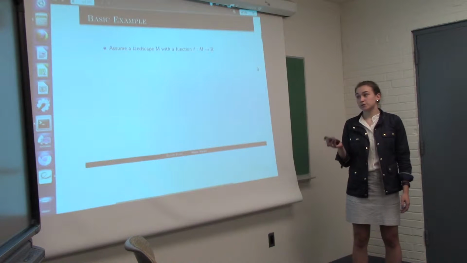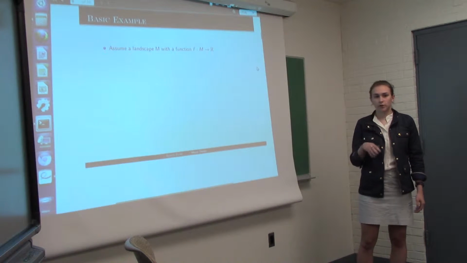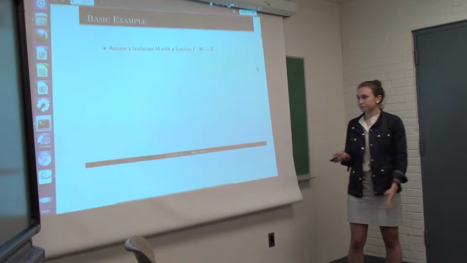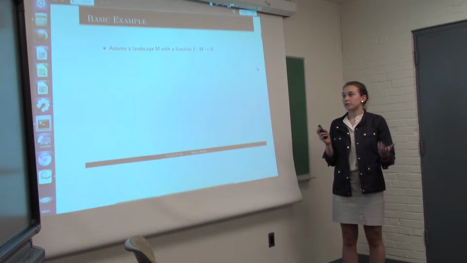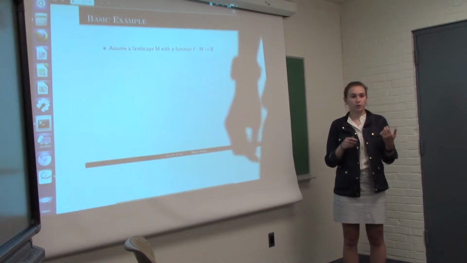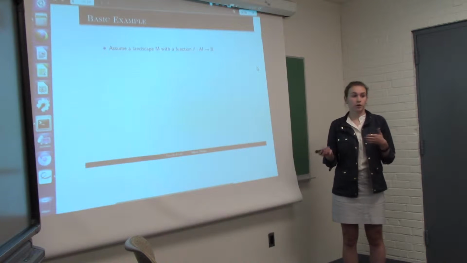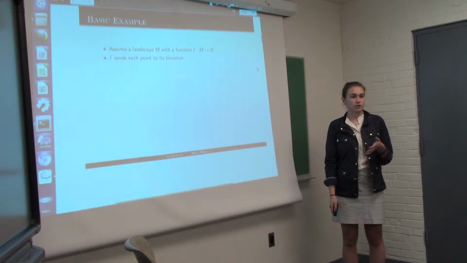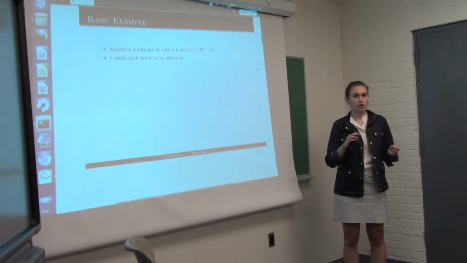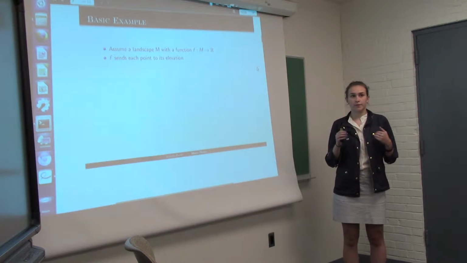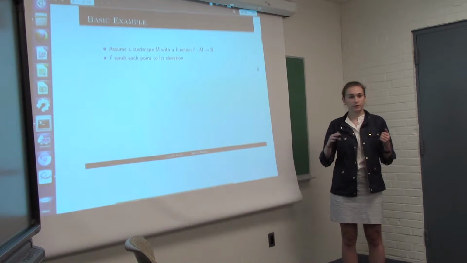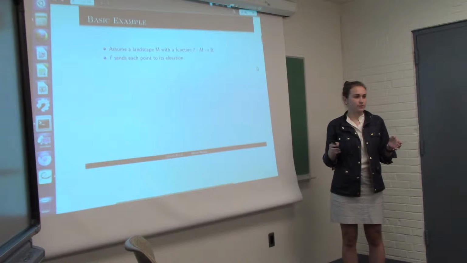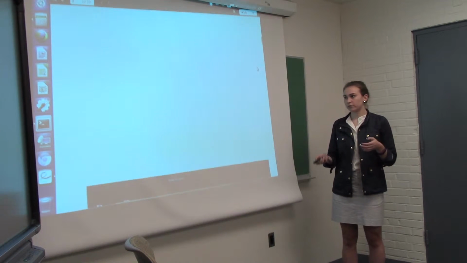So I'm going to go through what we're going to look at and then show the images after. We're looking at a landscape M, where we're going from a function f to R. So f sends each point to its elevation. Before I show the image, I'll put an image in your mind. Think about a saddle, like a saddle on a horse, or any sort of mountainous landscape.